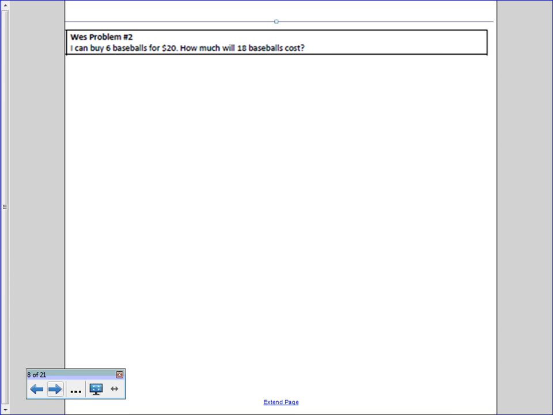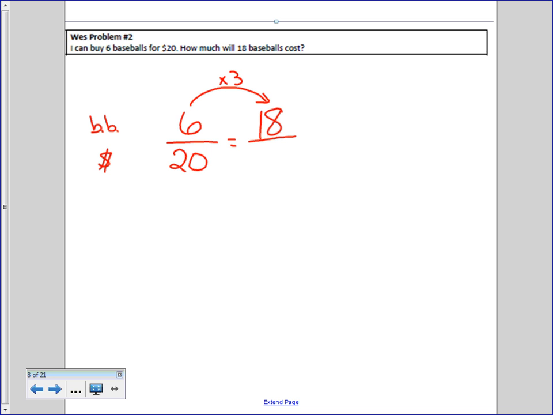Let's do one and we can decide which way we want to go. You don't need the boxes. You can just set up a proportion that looks like that. I can buy 6 baseballs for $20. And if you want to put abbreviations off to the side so you know where you put the baseballs and where you put the money, that's fine. How much will 18 baseballs cost? Just by looking at it, I notice that I know 6 times 3 gives me 18. So if I do the same thing on the bottom, 20 times 3, my answer is $60.